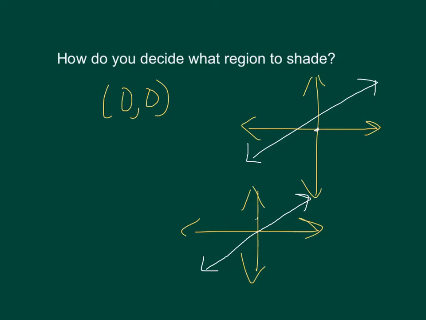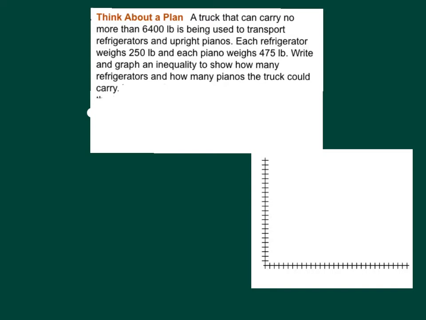I like dealing with zeros just because they're easier. You would plug in 0, 1, or 0, 2, whatever you wanted to, as long as the line wasn't going through that point. And then if it's true, you would shade the side the point's on. If it's false, you would shade the opposite side. All right, here's our word problems.